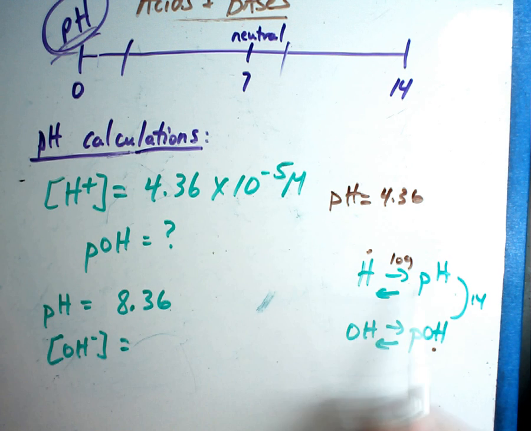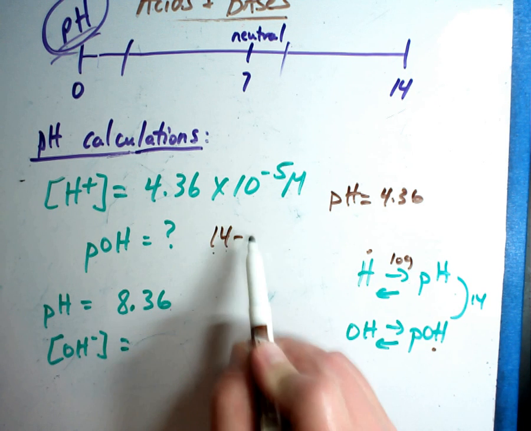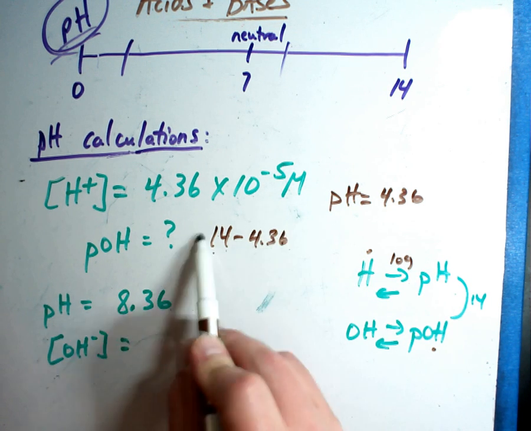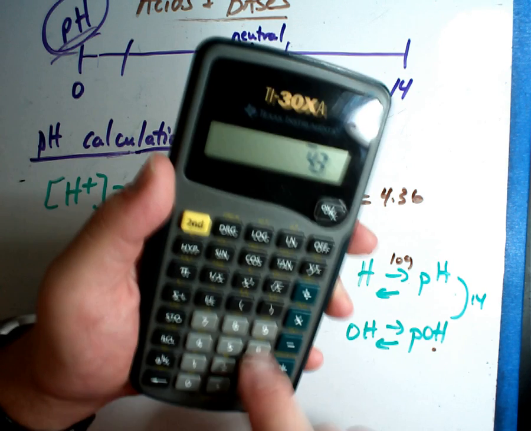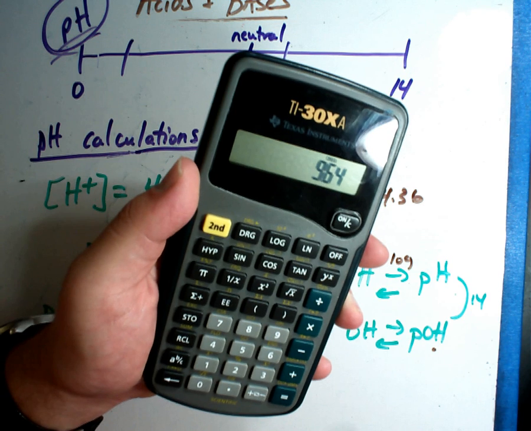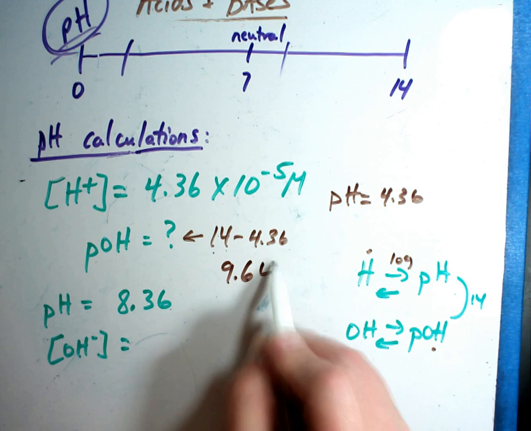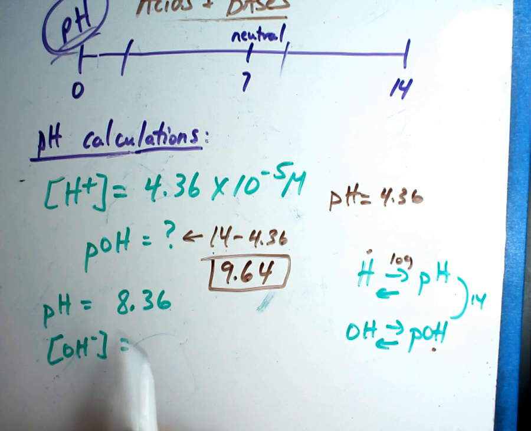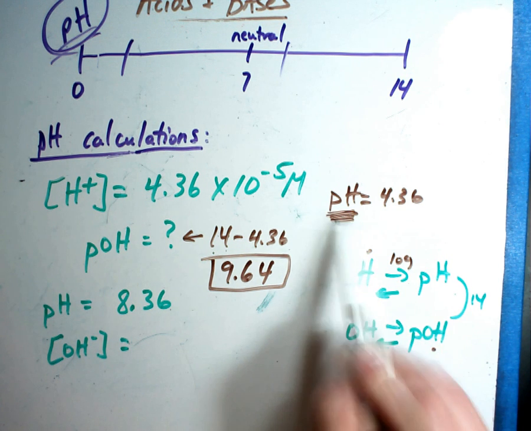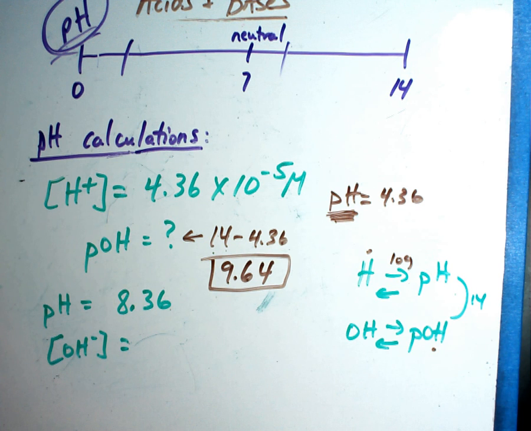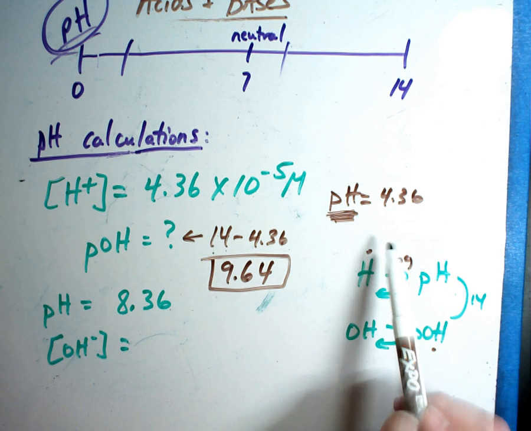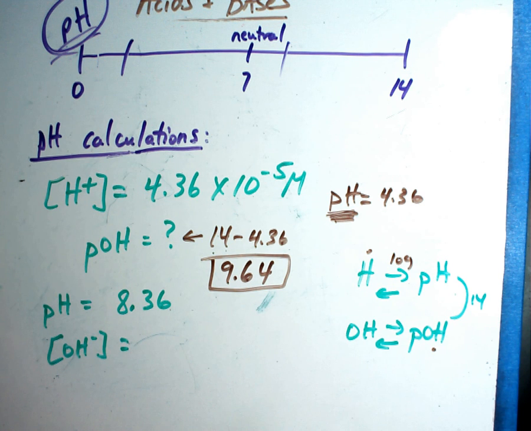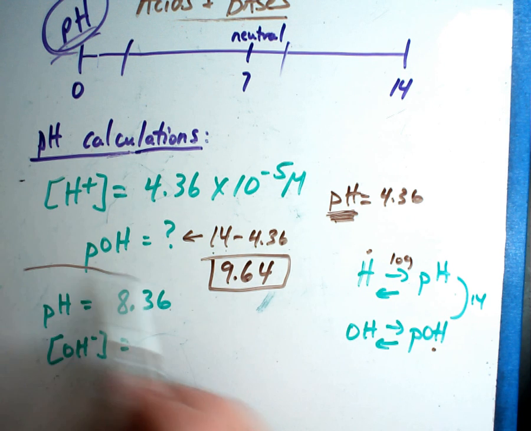And then how am I going to get that? Well, 14 minus 4.36 is that answer. So 14 minus 4.36 equals 9.64. And then they can ask me any question. If they ask me if it's an acid or base, I'm going to look back at this, because the pH tells me if it's an acid or base. So it's an acid. But that's how I get my POH, the question they wanted. So that's the answer to question 1.